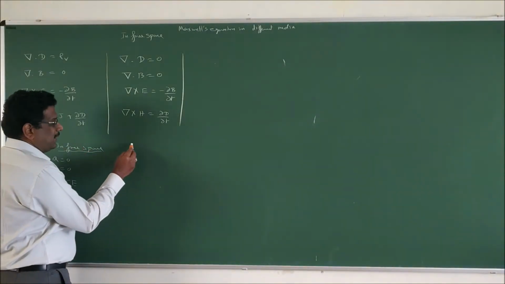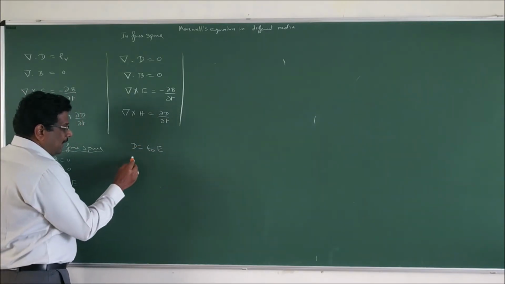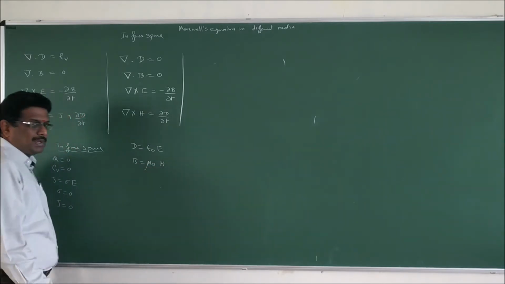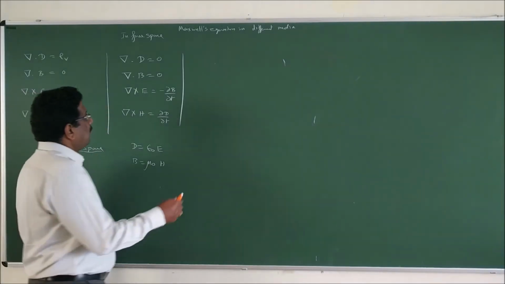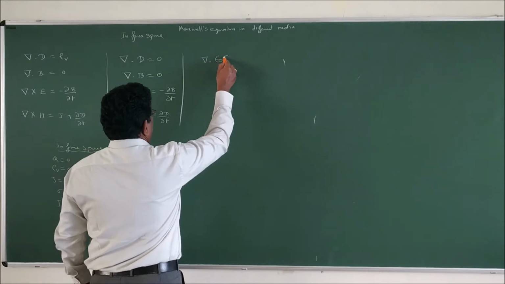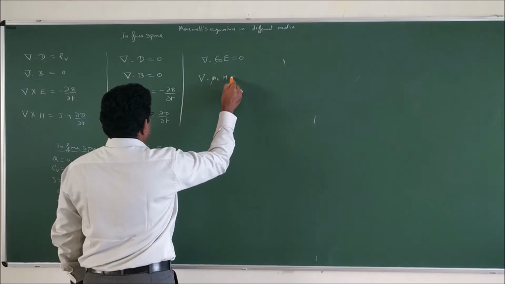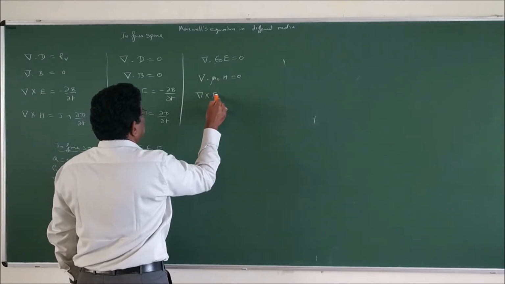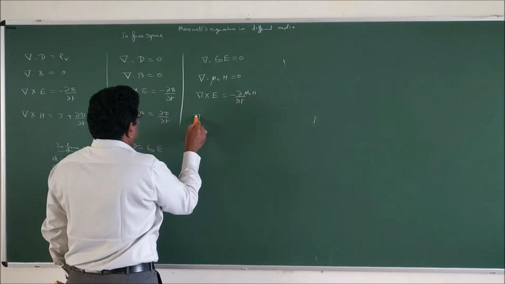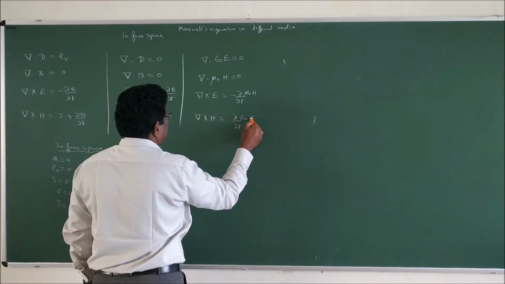Since we discussed in free space, D equal to epsilon naught E, because of the permittivity, and let us say B equal to mu naught H. From these equations, if you substitute, what will be my result? Del dot D, instead of D, epsilon naught E equal to 0, del dot mu naught H is equal to 0, del cross E equal to minus dou by dou T of mu naught H, del cross H is equal to dou by dou T of epsilon naught E.